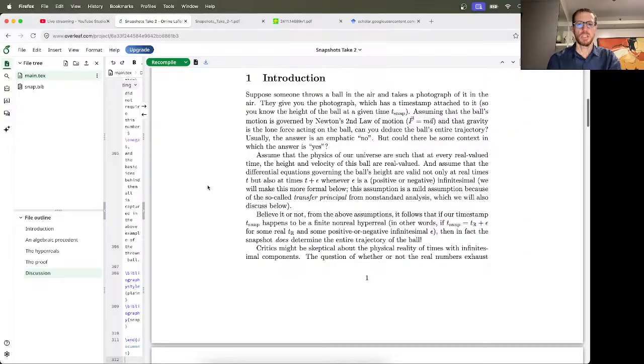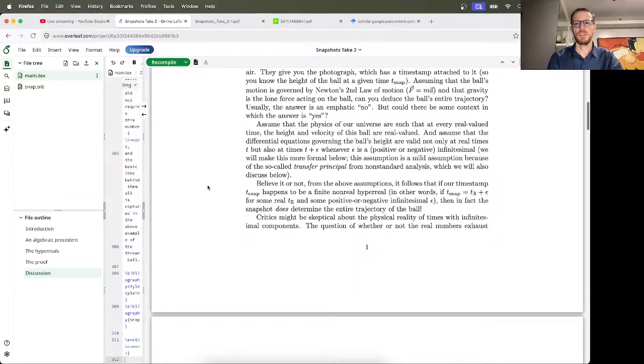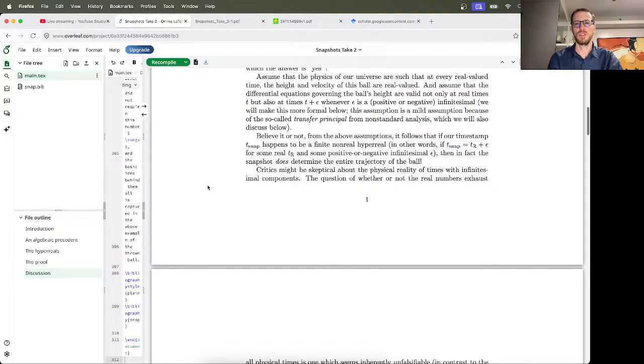Introduction. Suppose someone throws a ball in the air and takes a photograph of it in the air. They give you the photograph, which has a timestamp attached to it, so you know the height of the ball at a given time t snap. Assuming that the ball's motion is governed by Newton's second law of motion, force equals mass times acceleration, and that gravity is the lone force acting on the ball, can you deduce the ball's entire trajectory? Usually the answer is an emphatic no. But could there be some context in which the answer is yes? Assume that the physics of our universe are such that at every real valued time, the height and velocity of this ball are real valued. And assume that the differential equations governing the ball's height are valid not only at real times t.